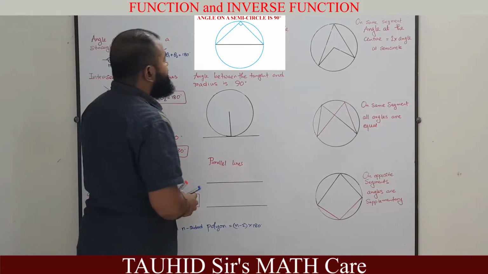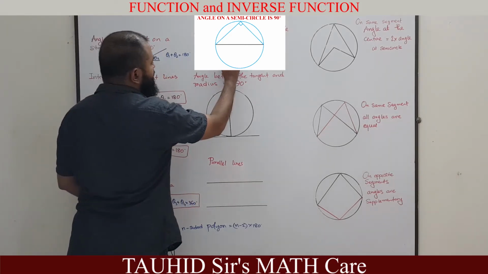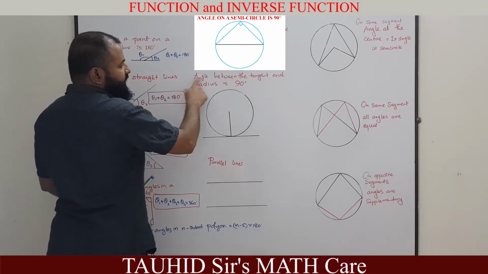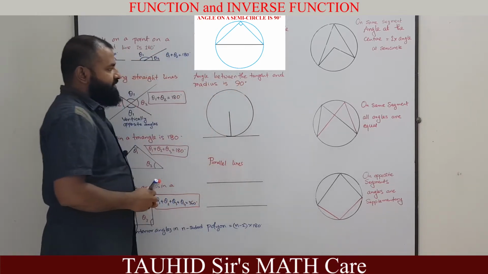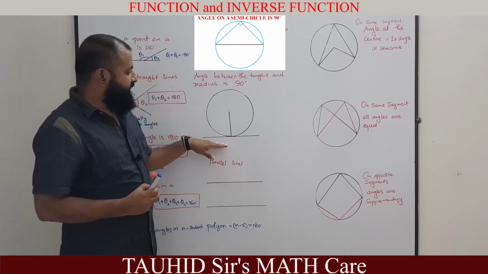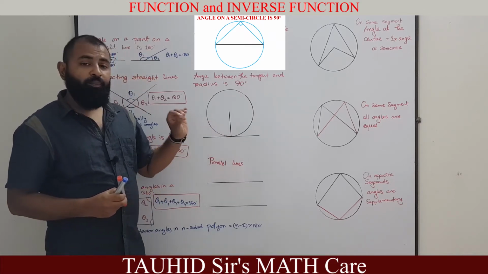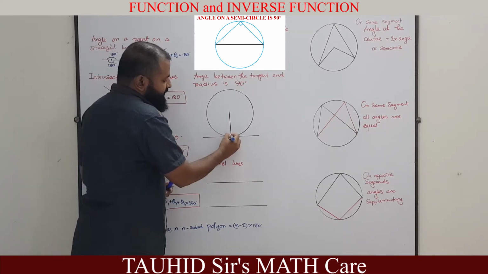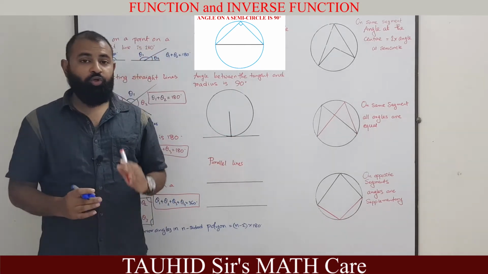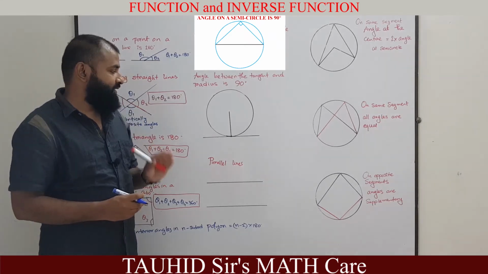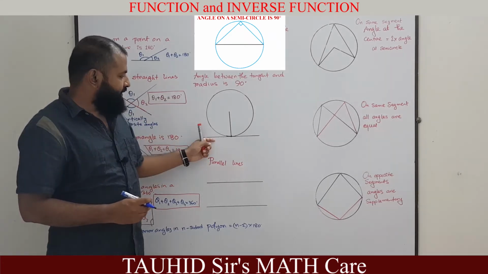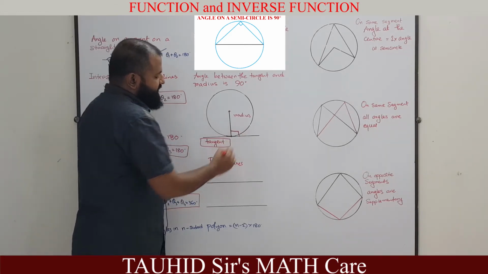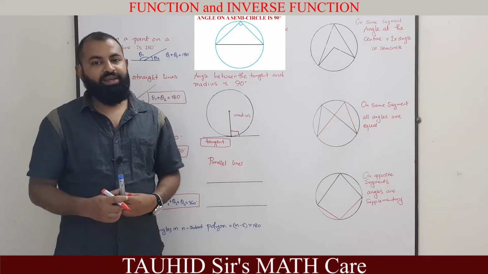Now, the angle in a semicircle is always 90 degrees. And the angle between the tangent and the radius is 90 degrees. The straight line which passes through a point on the circumference of a circle and only touches the circle but doesn't intersect or cross the circle, just touches it at one point, is called a tangent. The angle between the radius and the tangent is always 90 degrees.